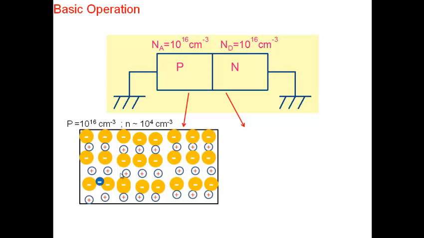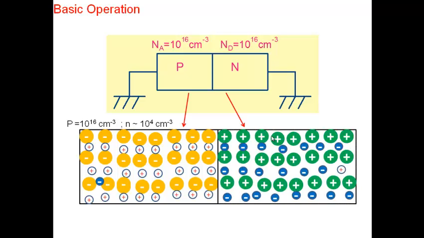So if you were to draw the picture, you won't even see an electron, right? If you have 10 to the power 16 holes and 10 to the power 4 electrons, you won't even notice. But I've shown you that there is an electron there, in this particular layer. Similarly, on the N side, a similar picture, full of positively charged donor atoms, along with the electrons that they donated.